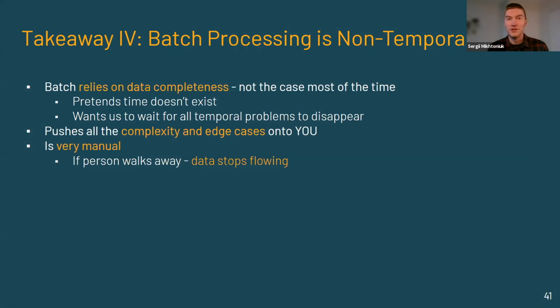So what we're learning here is that batch processing is non-temporal. It relies on completeness of data, which is not the case most of the time. It pretends that time does not exist and wants you to handle all the temporal problems. It wants to wait for all these problems to disappear before you start processing. So you get all the complexity and edge cases. It's up to you to now resolve them. This makes batch processing very manual. Even if it's fully automated, it still requires a lot of babysitting. If the person goes away, the data usually stops flowing.